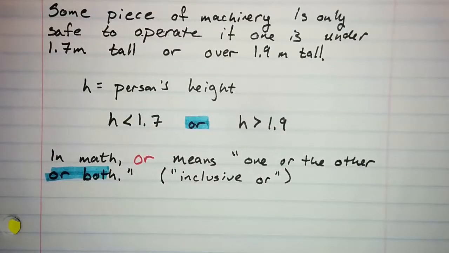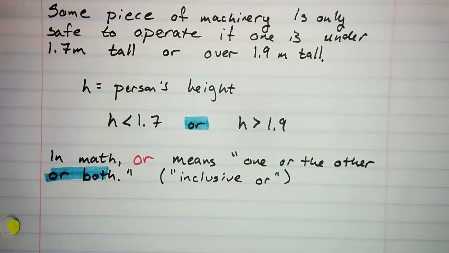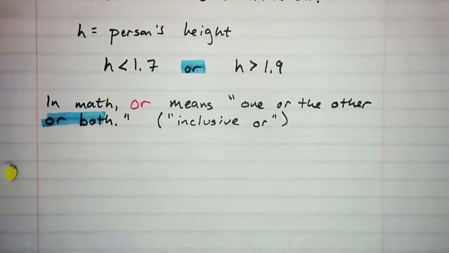An example of an inclusive or in English might be something like, this Saturday I'm going to clean my house or see a movie. If I both go to the movies and clean my house, you wouldn't say that what I told you wasn't true. Or is a little bit different than and because it's a little bit tricky to think about. But the procedure for solving or inequalities is exactly the same.